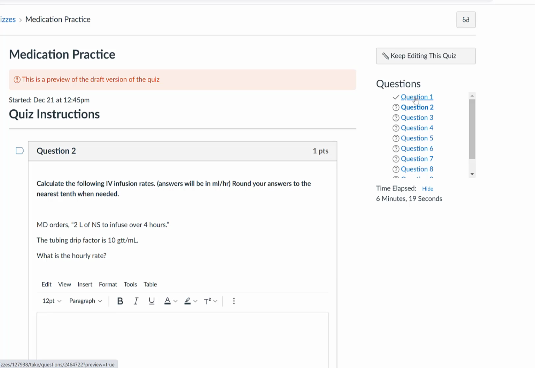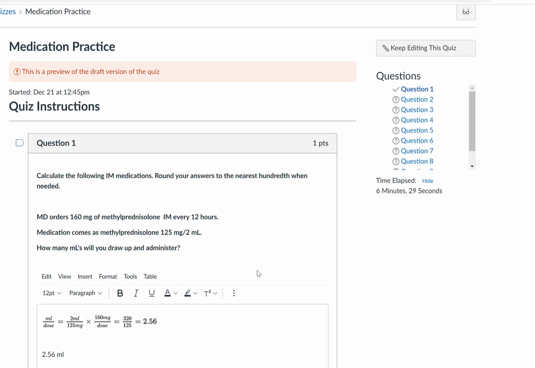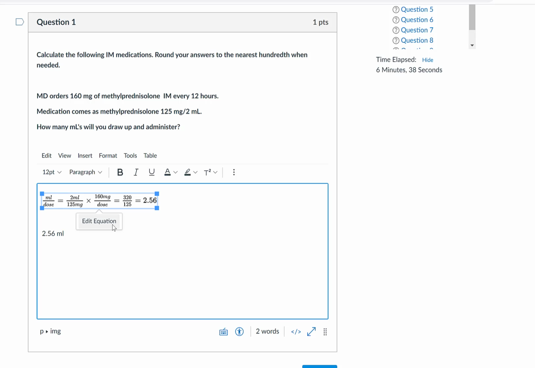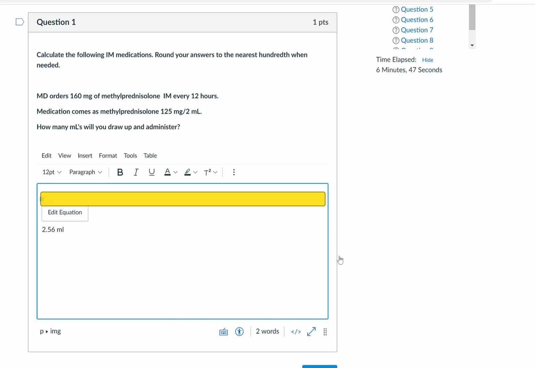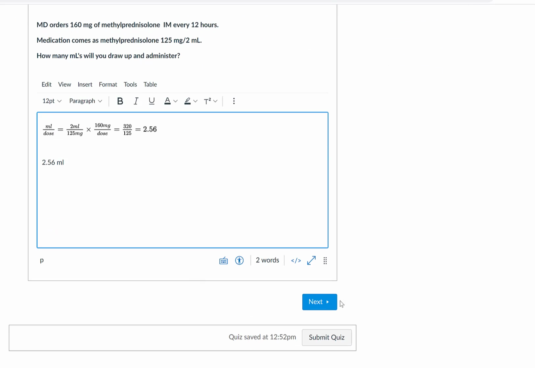Now, this one I have not disabled going back, so if I wanted to go back and I said, oh, I don't know if I like that question, it would come back up to me. It looks a little weird, but give it a minute to load. And let's say I completely messed this up. You don't have to start over. If you hover over it and click once, it will ask you if you want to edit the equation. If you edit the equation, it will come back up here, and you can edit it and insert the equation, and then you can change the answer if that's the problem.